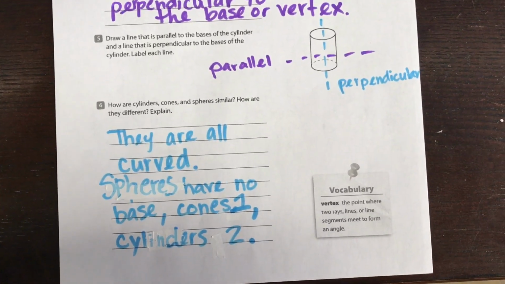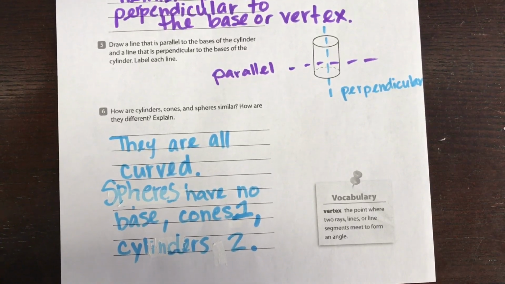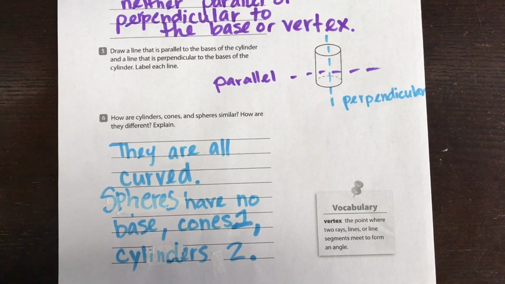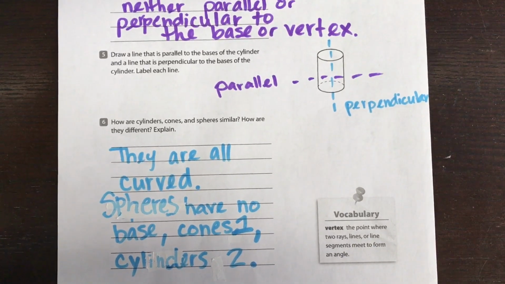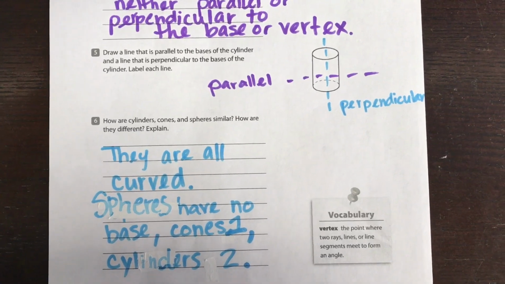And number 6, how are the cylinders, cones, and spheres similar, and how are they different? This is kind of what we talked about at the beginning of the lesson. They all have curved edges, but spheres are weird because they have no base, cones have 1 base, and cylinders have 2.